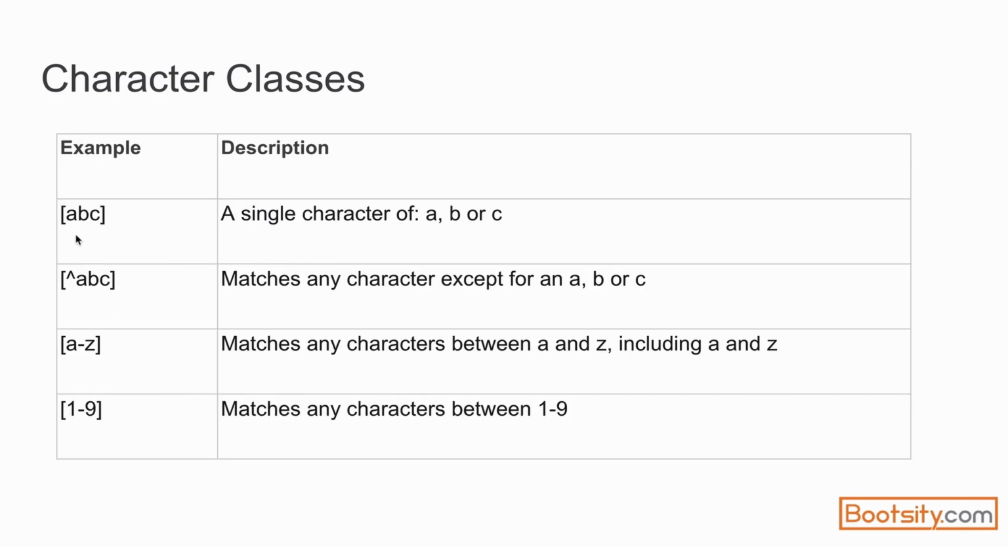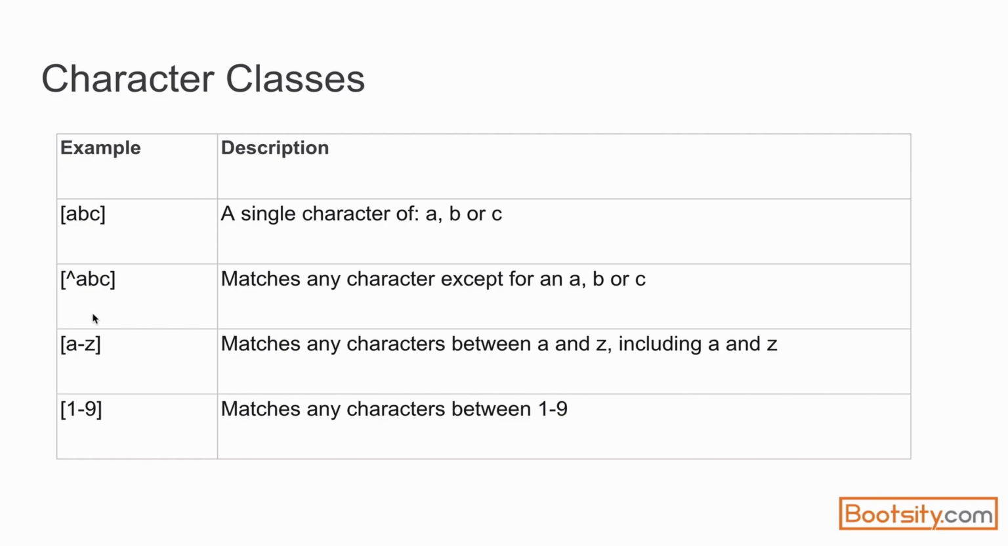Let's say we are writing ABC inside square brackets. It will match a single character of either A or B or C. If we put a caret, which means negation of A, B or C, it will match any character except A, B or C. It will match D, it will match Z, or any other character except A, B, C.